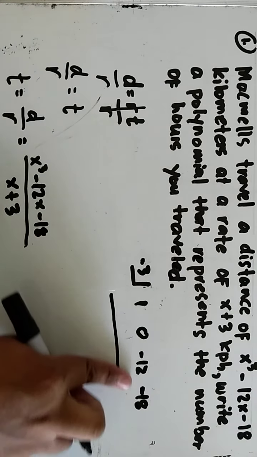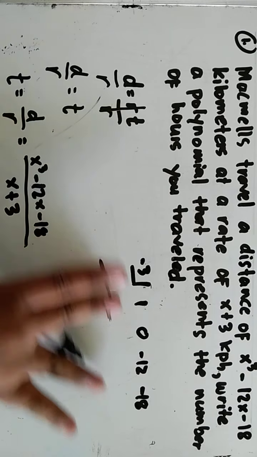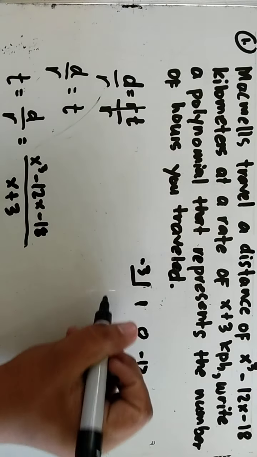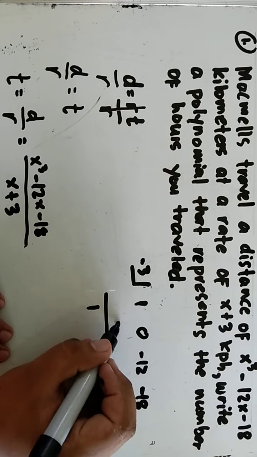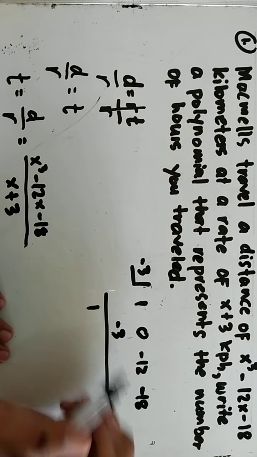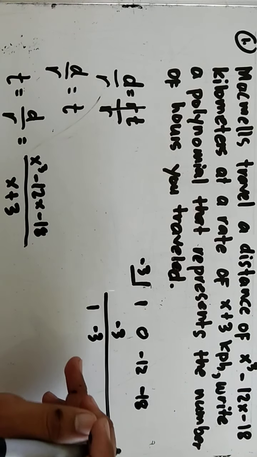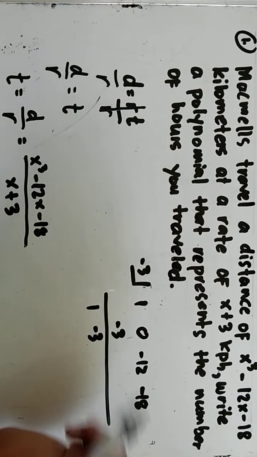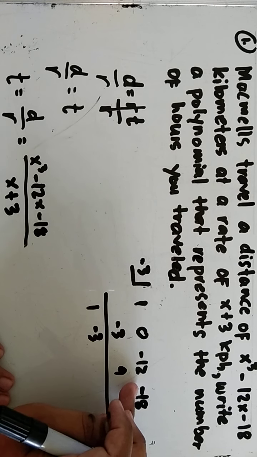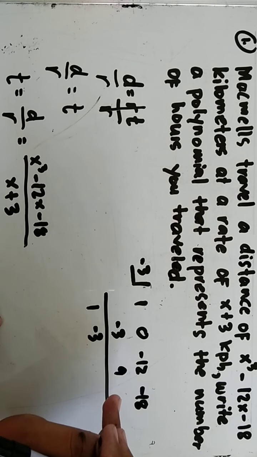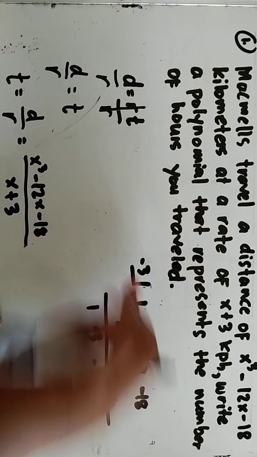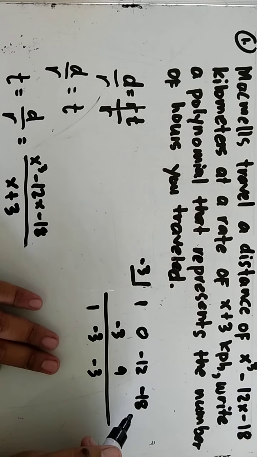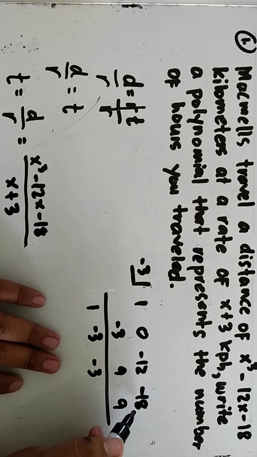So, ang gagawin natin, ibababa una yung first term, di ba? So, 1. 1 times negative 3 is negative 3. 0 plus negative 3 is negative 3. Negative 3 times negative 3 is positive 9. Negative 12 plus 9 is negative 3. Negative 3 times negative 3 is positive 9. So, negative 18 plus 9 is negative 9.